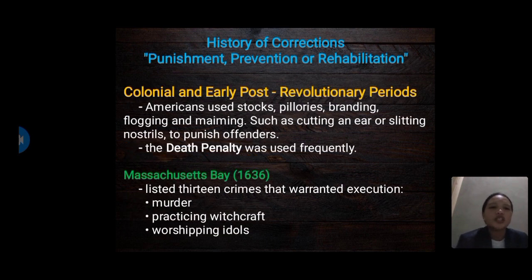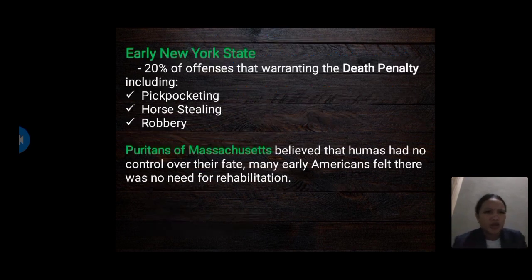So in the colonial and early post-revolutionary periods, Americans used stocks, pillories, branding, flogging, and maiming, such as cutting an ear or slitting nostrils to punish offenders. The death penalty was used frequently, so it was very harsh punishment before. In early New York State, 20% of the offenses warranted the death penalty, including pickpocketing, horse stealing, and robbery.